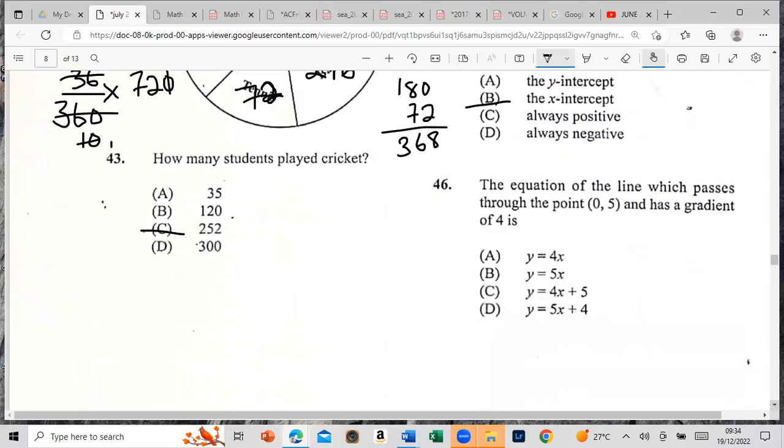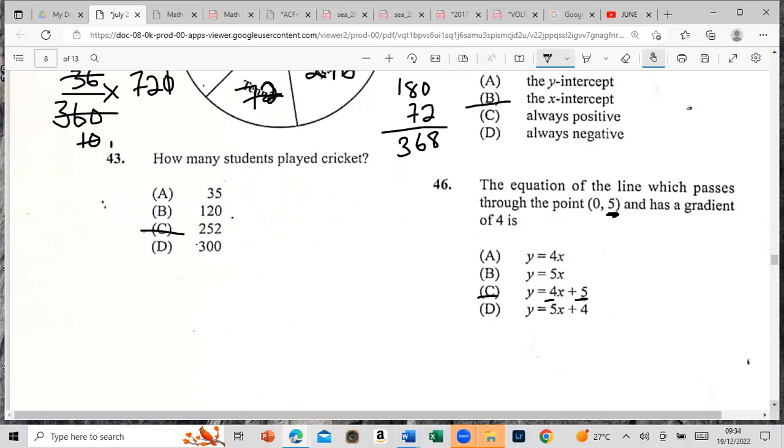Alright, 46 says the equation of a line which passes through the point 0, 5 and has a gradient of 4. So this is the y-intercept. So here we go. And it has a gradient of 4. So which is right here. So that will be C.